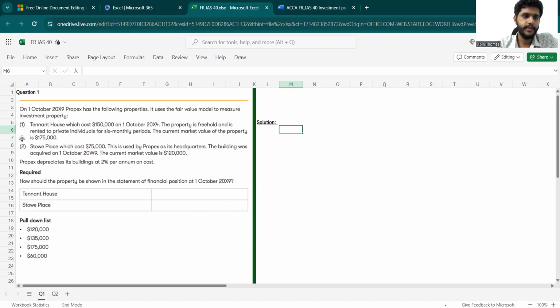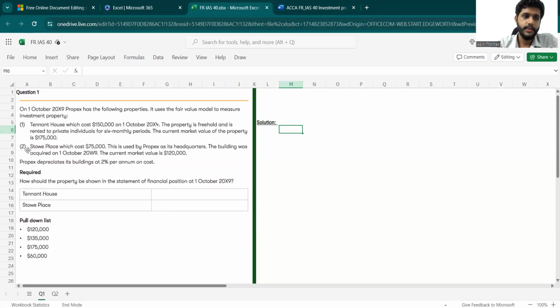And the first scenario is the tenant house, which cost 150,000 on 1st October 20X4, in the past. The property is a freehold and is rented to a private individual for a 6 monthly period. And the current market value of the property is 175,000. That is the first scenario.